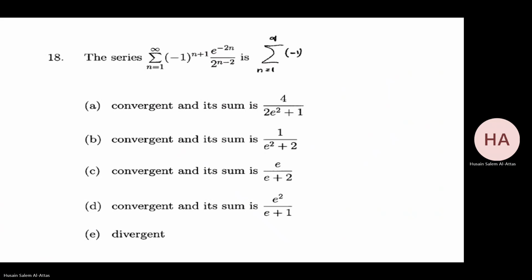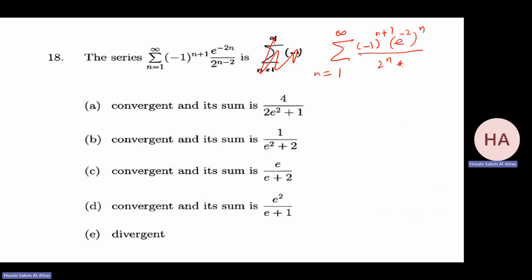Okay, this one, I need to rewrite the series. Be careful with the calculation. n equal 1 to infinity of minus 1 to the power n plus 1, times minus 2 to the power n. I make everything in terms of n. I think it will be easier for me. 2 to the power n times 2 to the power minus 2. You know what? I can write this one as minus 1 to the power n times minus 1.